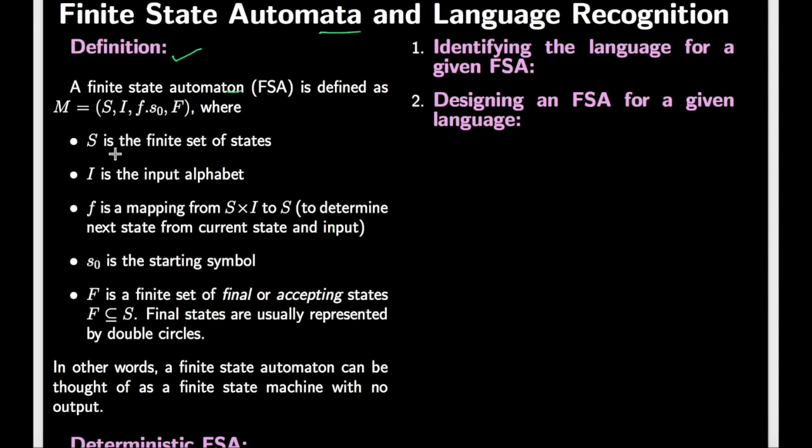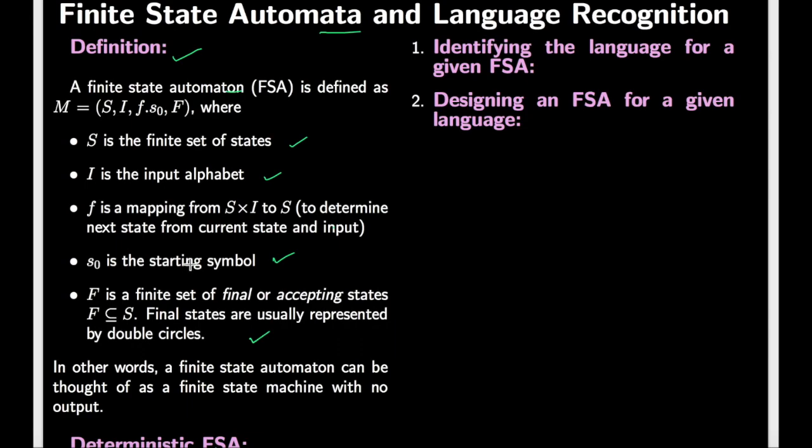It has a set of states, which is S. It has an input alphabet, which is I. It has a mapping for each pair of state and input to the next state. So we have a previous state and a given input, and we can find the next state through the mapping F. Then we have a starting state, and then we have a finite set of final states. That set of final states is obviously a subset of our total states.